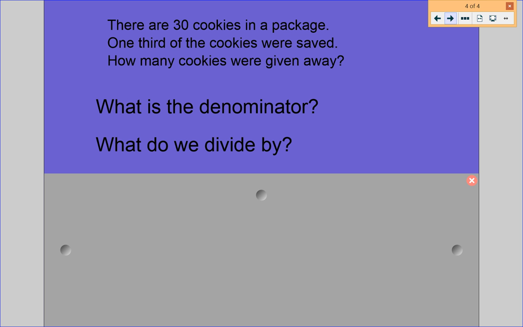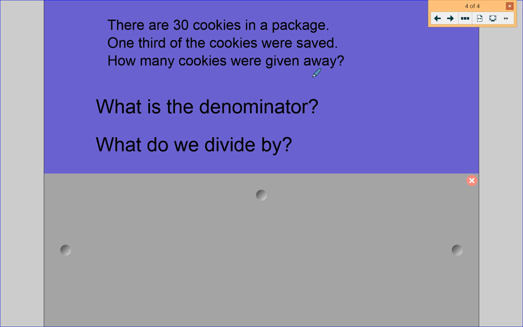Anyway, let's look at one more here and get this together. Okay. Hopefully the idea is sinking in as to what we're supposed to do. There are 30 cookies in a package. 1/3 of the cookies were saved. How many cookies were given away?